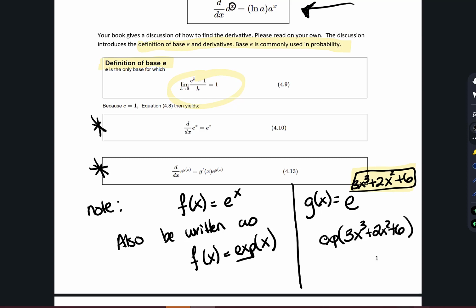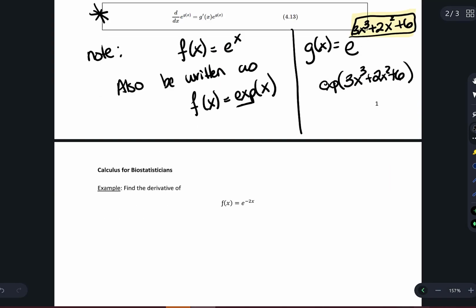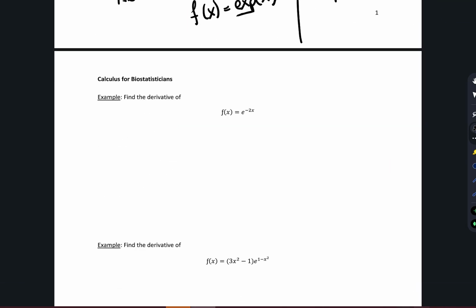Just to make it clear, that entire function is in the exponent. All right, so let's look at a couple different examples. We're going to start out by looking at some examples where we are working with base e, and then we'll look at an example where we're working with a base different than base e.